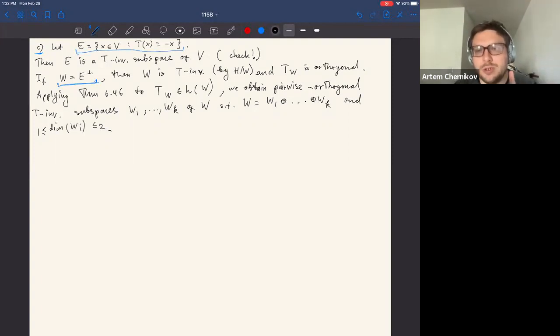So the point is that we are trying to show that we can only get one reflection in the resulting decomposition, which is going to correspond to E. Okay, but let's return to where we are. So we found this decomposition of W. Now I'm claiming that each T restricted to WI is a rotation. So we don't have any reflections among the TWIs here. Why is this the case?